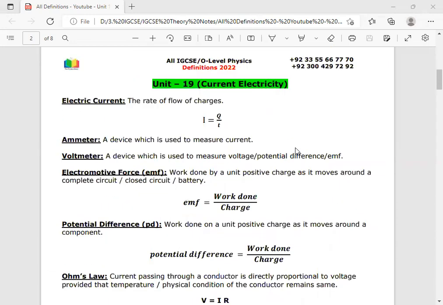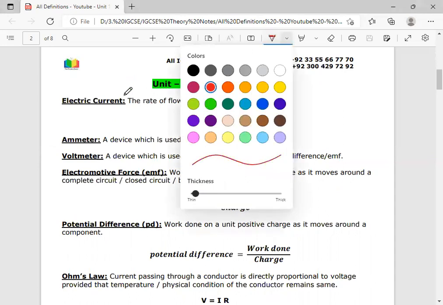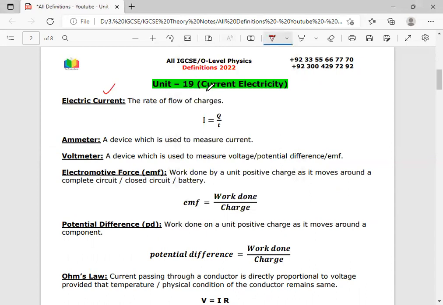So unit number 19, current electricity. The first definition is the definition of electric current. The rate of flow of charges is called electric current, and the formula of current is I equals Q over T. I represents the current, Q represents the charge, and T represents the time. The unit of current is ampere.